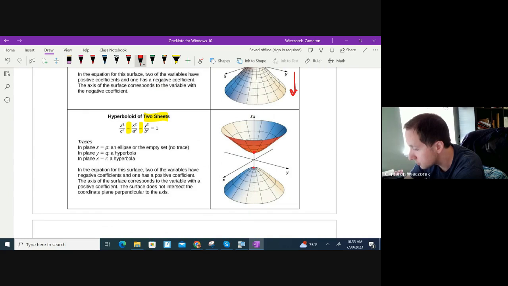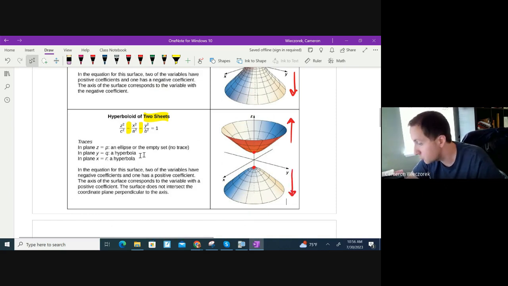Once you find these z-intercepts, the surface is only going to exist above the positive z-intercept, and only below the negative z-intercept. It will not exist in between. You will have no surface. Okay? There are your traces: hyperbolas, ellipses. All the variables are quadratic.